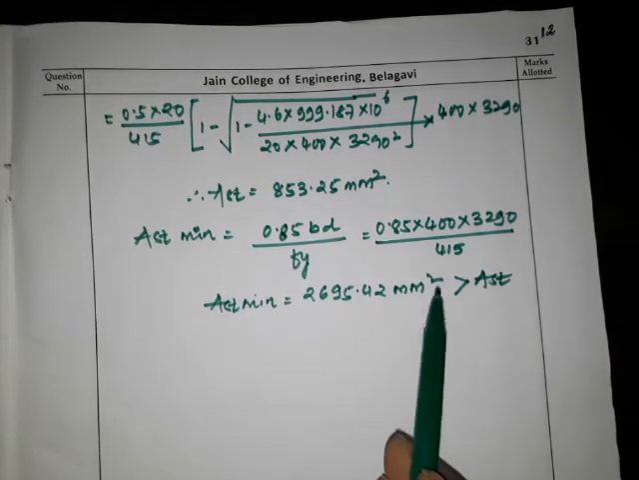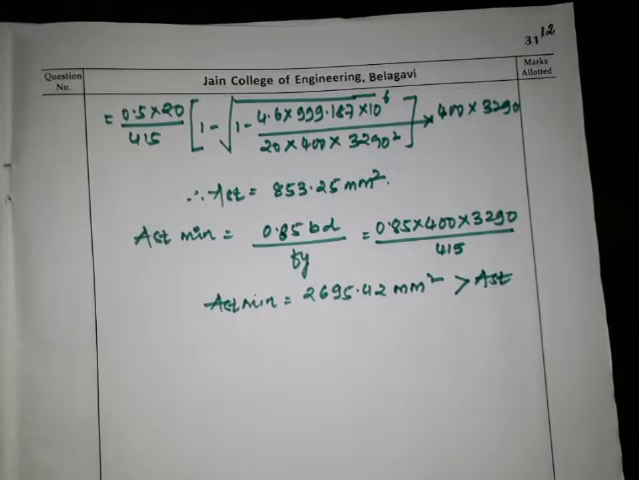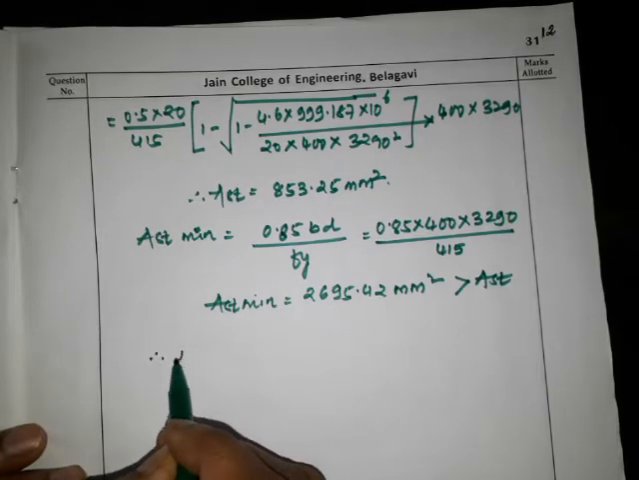And this should be in terms of number of bars. You have to provide it in terms of number of bars. Clear? Okay. So here, the number of bars, because we are designing as a beam.